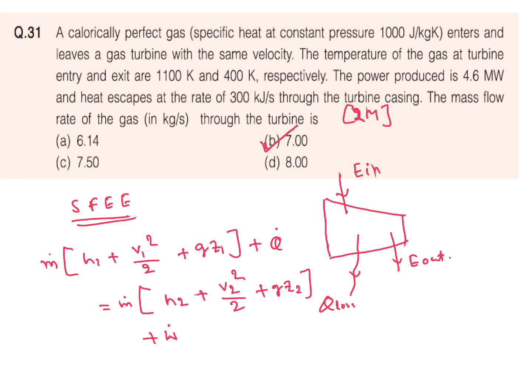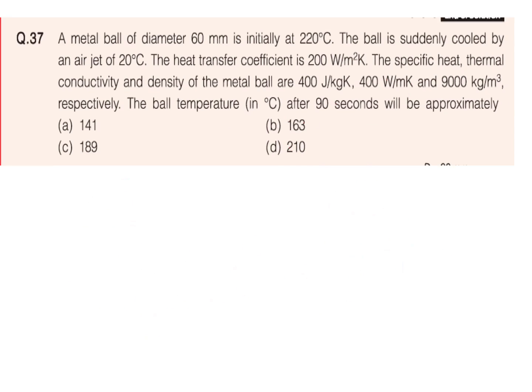A metal ball of diameter 60 mm is initially at 220 degrees Celsius. The ball is suddenly cooled by an air jet of 20 degrees Celsius. The heat transfer coefficient is 200 watt per meter square Kelvin. The specific heat, thermal conductivity and density of the metal ball are 400 joule per kg Kelvin, 400 watt per meter Kelvin and 9000 kg per meter cube respectively. The ball temperature in degree Celsius after 90 seconds will be approximately how much?